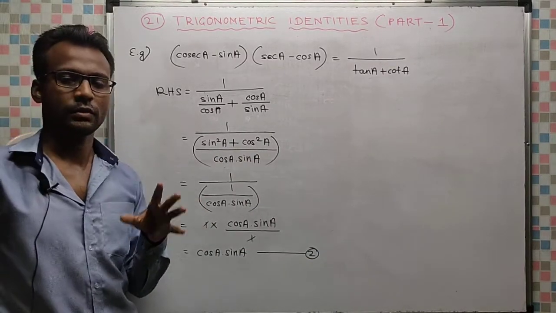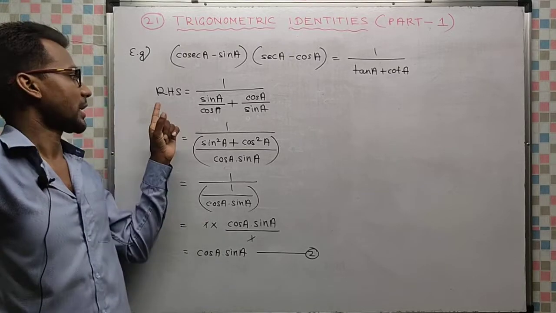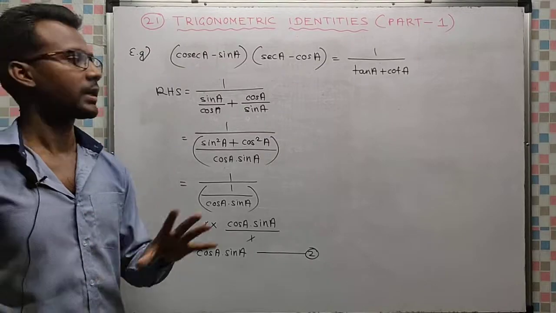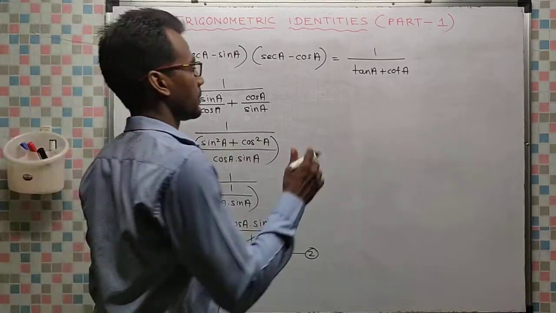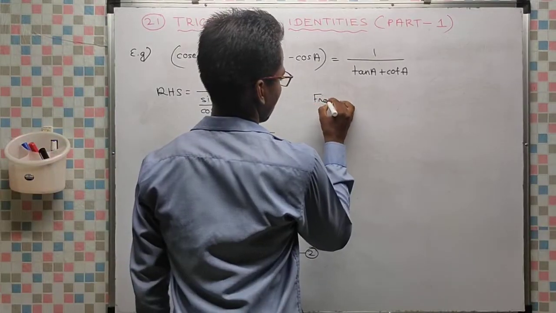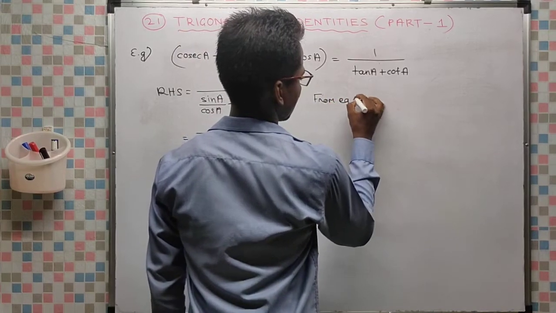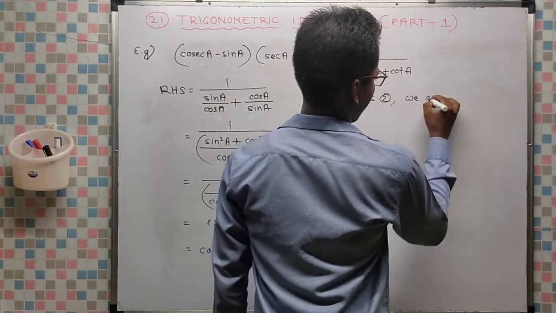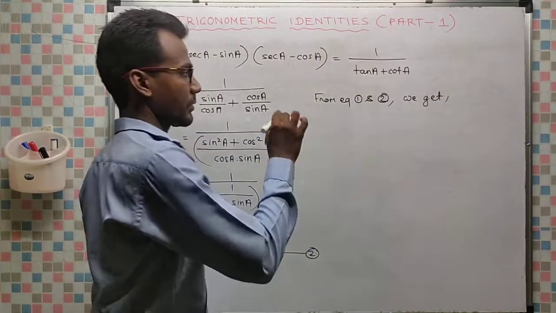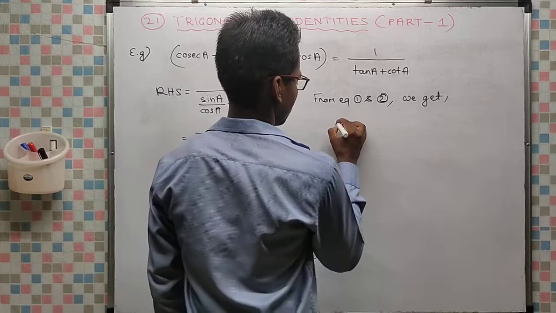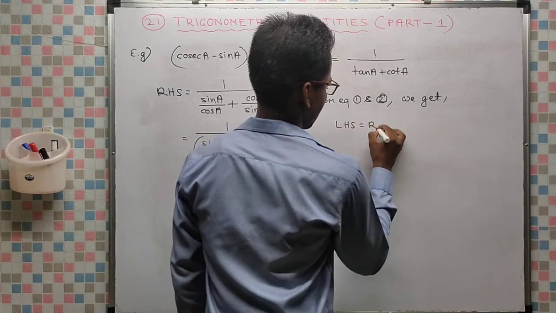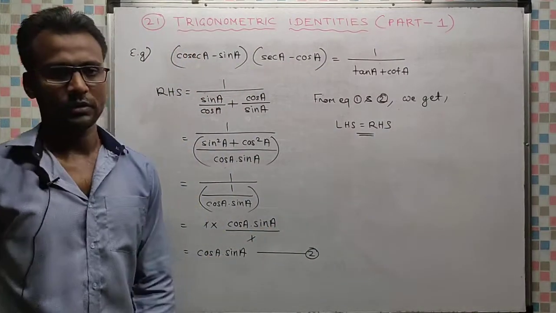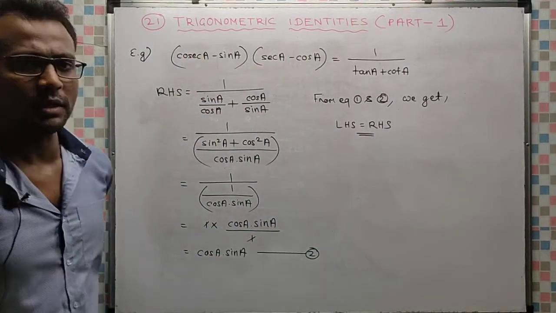We started from LHS, we got cos A sin A, equation 1. We started from RHS, again we got cos A sin A, equation 2. So from equations 1 and 2, we can say that LHS is equal to RHS. Hence proved. Okay, so this is the end of trigonometric identities part 1.